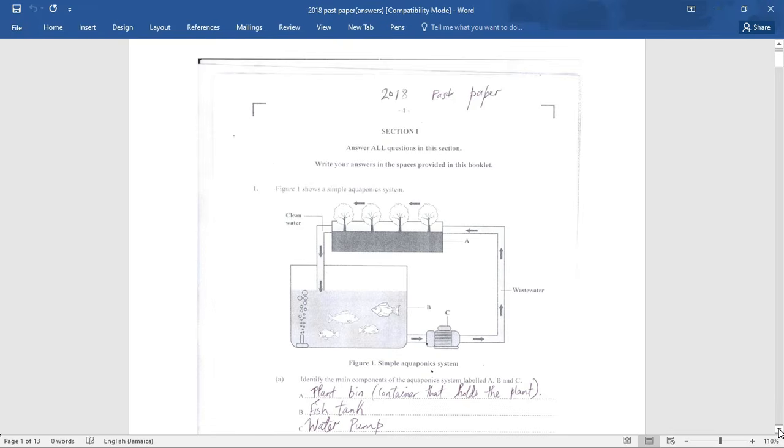Welcome back to the channel, and today we will be looking at the 2018 Agri Pass paper, paper 2.